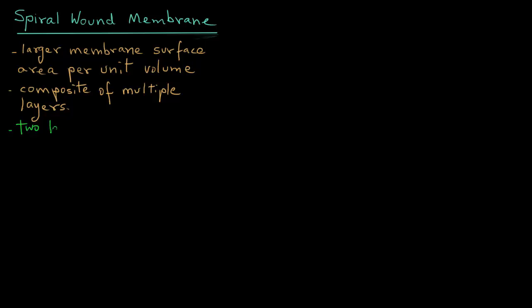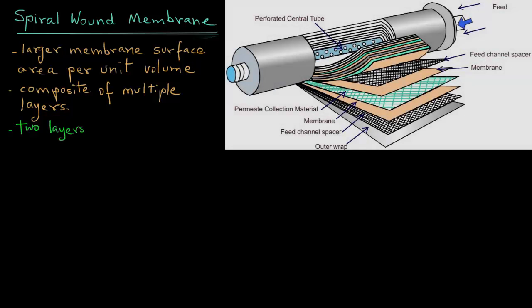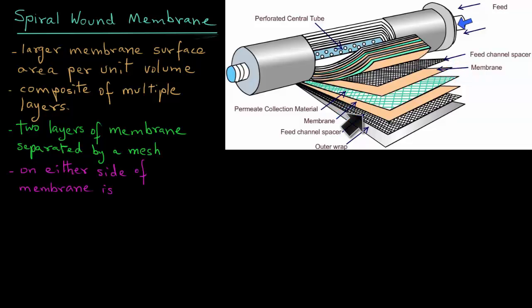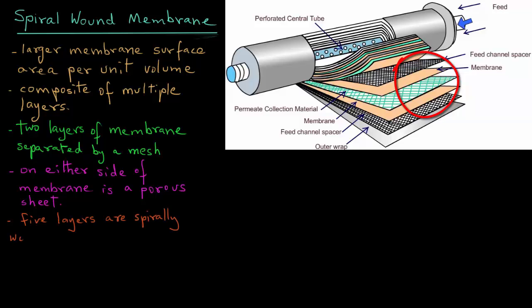the layers are arranged. There are two layers of membranes that are separated by a mesh. On either side of the membrane is a porous sheet. In this design, we see five layers are spirally wound around a perforated tube.